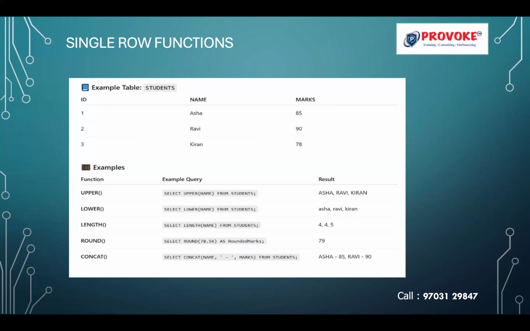I am going to concatenate the name and the marks using a hyphen. For that: concat of name comma, within single quotes a hyphen, comma marks from students. So Asha-85, Ravi-90. This is an example of concatenating the name and the marks. These are the built-in functions of SQL which operate on each row of the table. Any doubts?